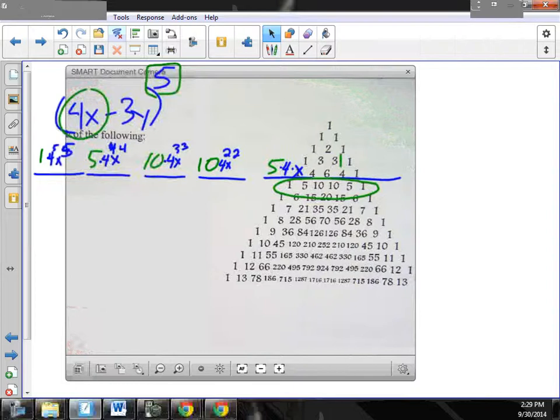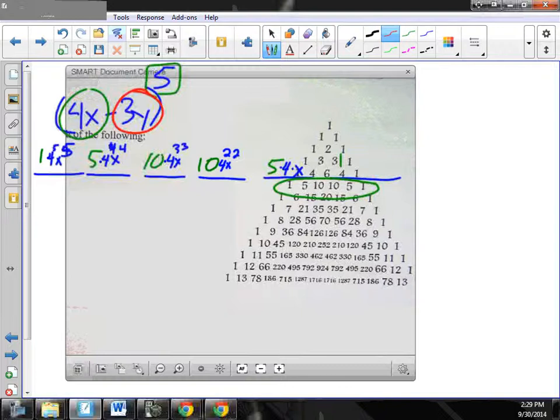So then we look at our b term, which is 3y, and we start at 0 and we go up to 5. So the first term has no 3's or y's, then 3y, then 3 squared y squared, 3 to the 3rd y to the 3rd, 3 to the 4th y to the 4th, and 3 to the 5th y to the 5th.